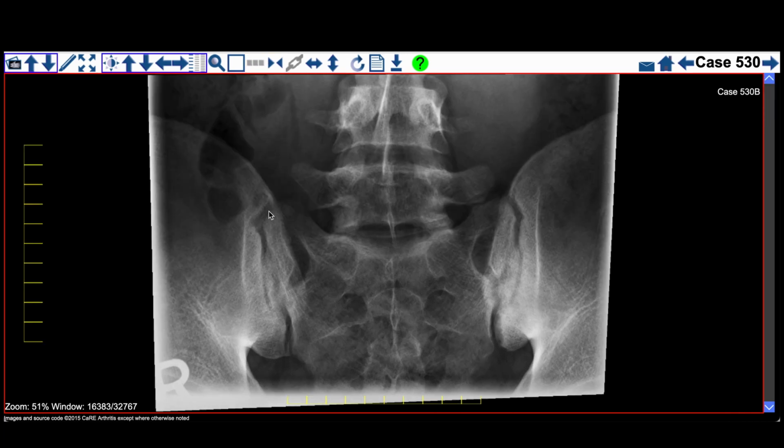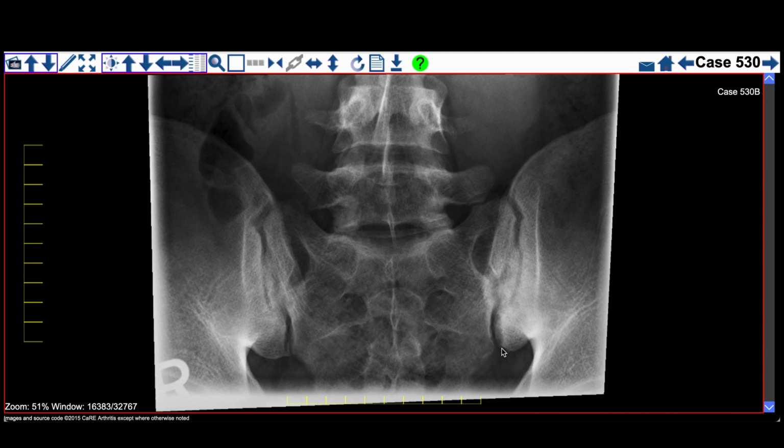And this X-ray shows the right side is completely normal. The left side shows sclerosis, and it shows some irregularity of the iliac cortex. We might consider this a grade 2 according to the modified New York criteria grading scheme for radiographic sacroiliitis.